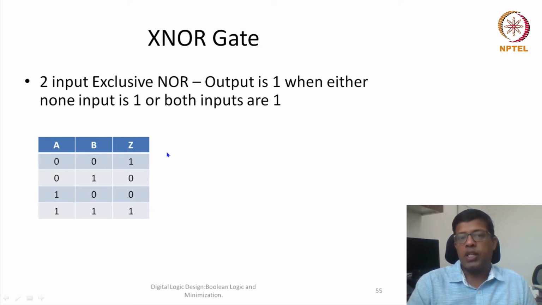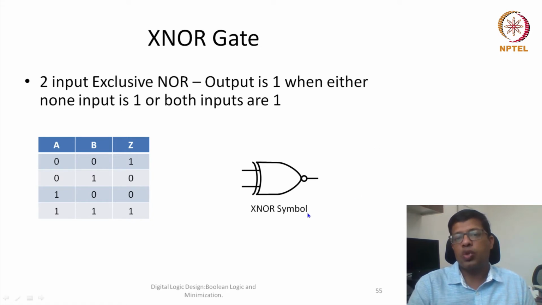That's why the symbol of the XNOR gate is very similar to the XOR gate, but with an inverter associated with the output. Remember that whenever we have this small circle at the output or at the input, it represents the inverter or NOT gate functionality.